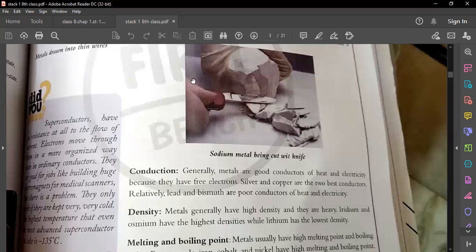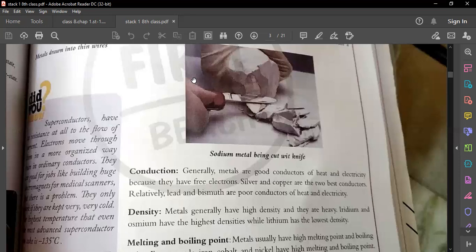Why? They are cheaper and they are also good conductors. Very good. If you take silver, it is costlier, right? So we cannot use silver wires for the conduction of electricity. It is a high cost. But compared to silver, copper is also one of the good conductors of electricity, and the cost is less for copper.